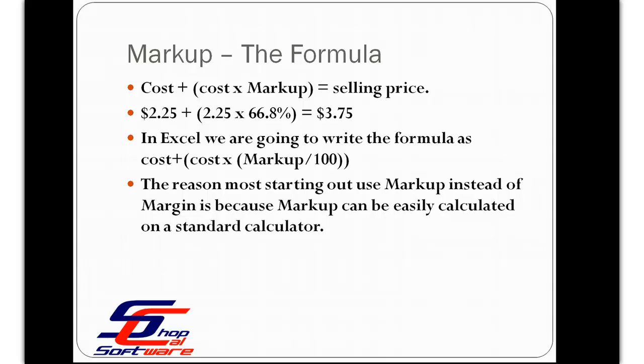So we got our same $2.25 item, and we're going to add that. We're going to go 225 times 66.8%, and we're going to add the result of that to the 225, and it's going to come up with 375. So why are we using 66.8% here when we use 40% over in the margin?